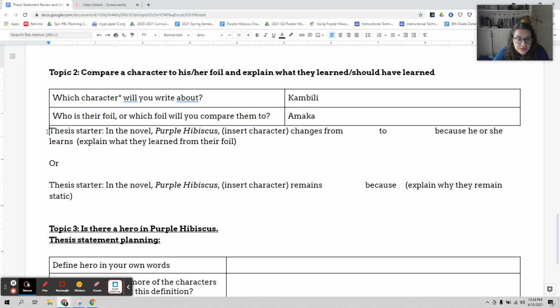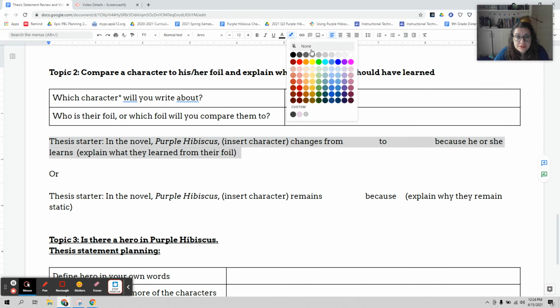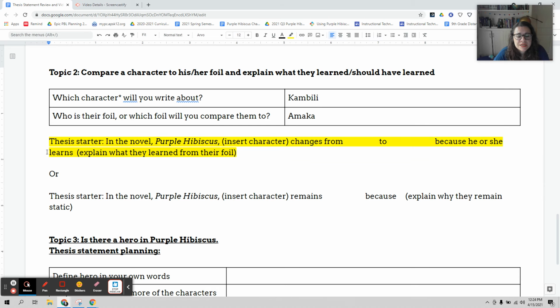All right, and so for this, I gave you two sentence starters that you can use to generate your thesis. The first one: in the novel, the character changes from blank to blank because he or she learns, and then you're going to tell me what they learned from their foil. The other option is: in the novel, the character remains, so this is if a character does not change. I believe Kambili changes, so I'm going to use this example to write my thesis. So I'm just going to type right in here and write out my thoughts.